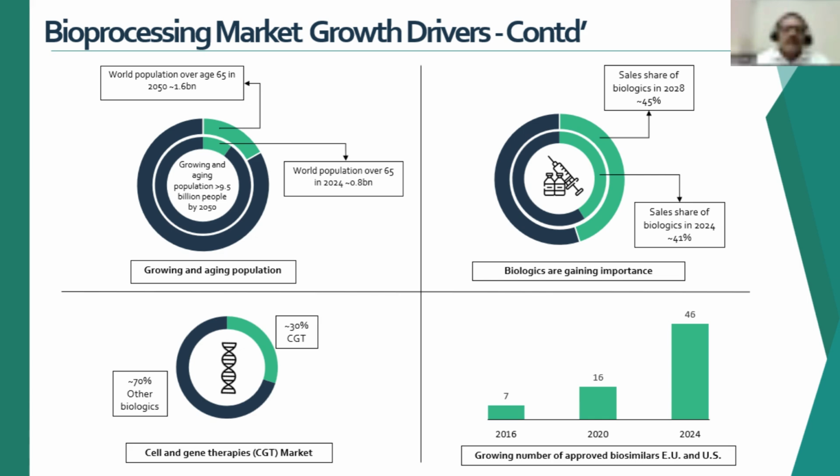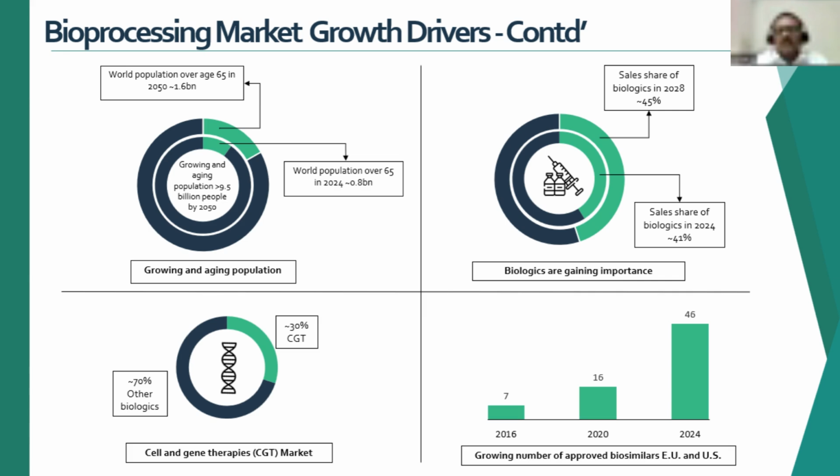So the continuously increasing share of biologics in the overall pharma landscape directly impacts the demand for bioprocessing equipment and technologies. Second, around 30% of the current pipeline within the biologics or cell and gene therapies needs highly automated, continuous process flows and high demand for specialized bioprocessing equipment. And there is a growing number of biosimilars, from 7 approved biosimilars in 2016 to around 46 approved biosimilars. Biosimilars are the copy versions of biologics.